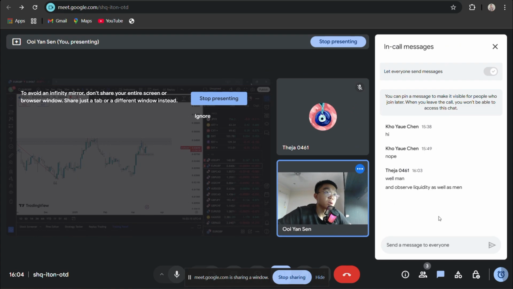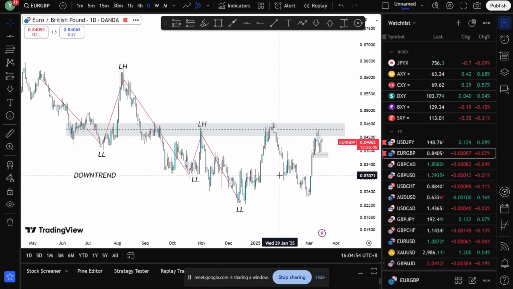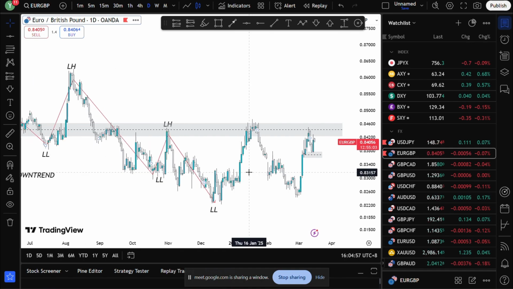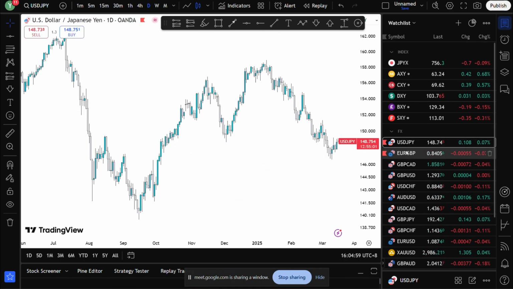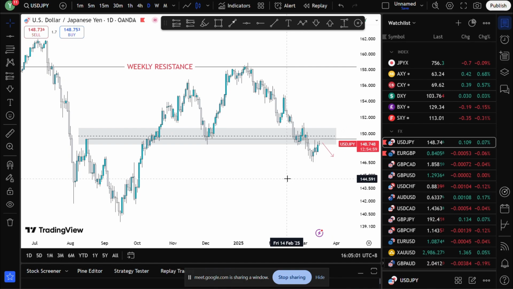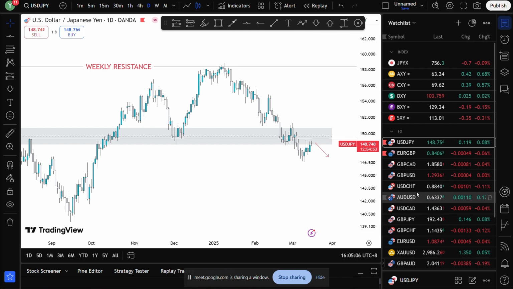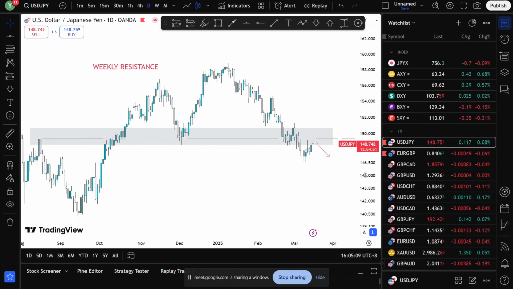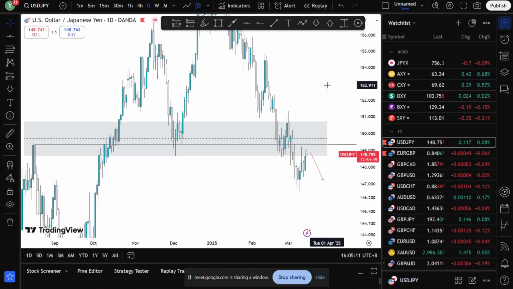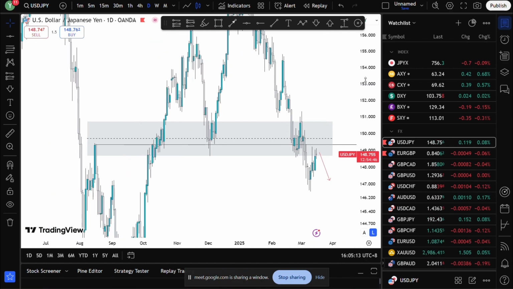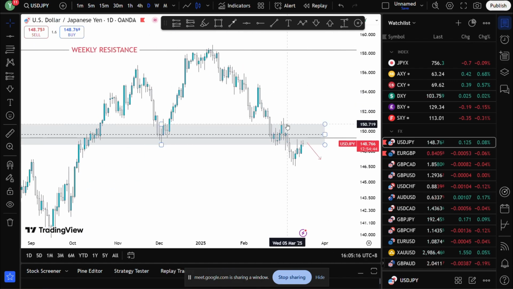And observe liquidity as well. Liquidity, yeah, I'm also paying attention to this. But for EUR GBP and USD JPY, these are the two pairs that I am considering. For the other pairs, nothing much is happening there. So I will just wait and see if there is any opportunity or not. If there is any confirmation candle, then I will enter a trade. But for now, I will not enter a trade. So we will just wait and see first how the price reacts to this zone.